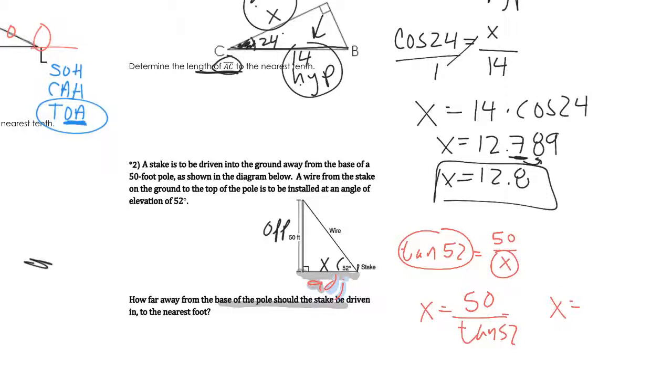Then when we type that in our calculator, tan 52 is 1.2799. So if you want to make this a decimal first, it's 50 divided by 1.2799. And you get 39.06. It says to the nearest foot, so it's just 39 feet.